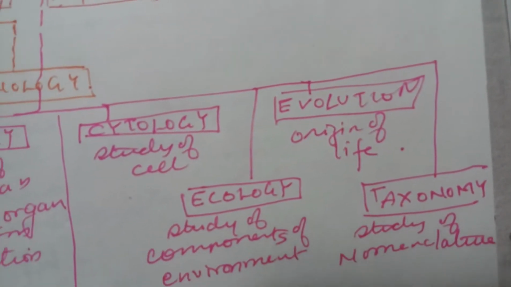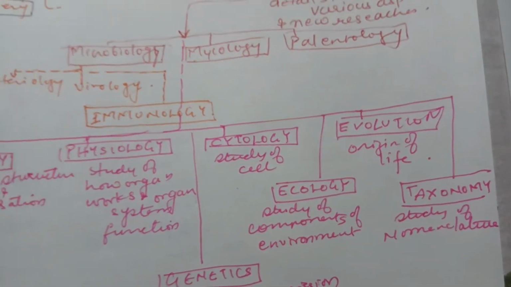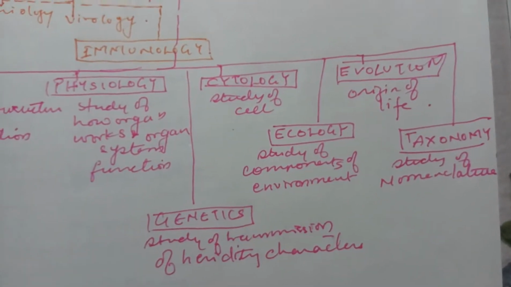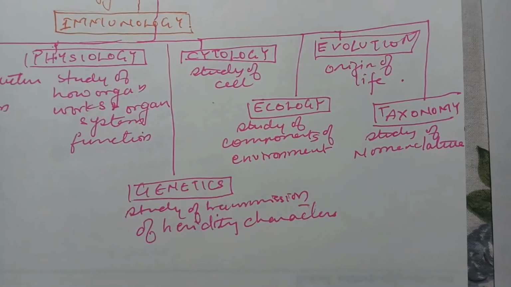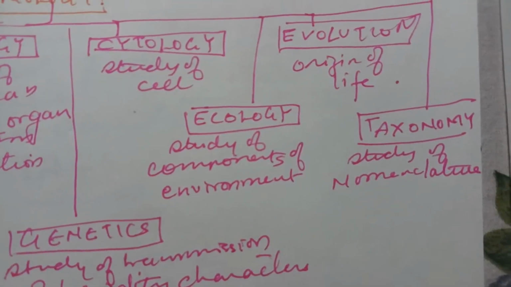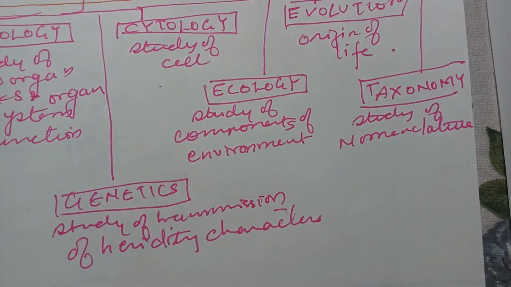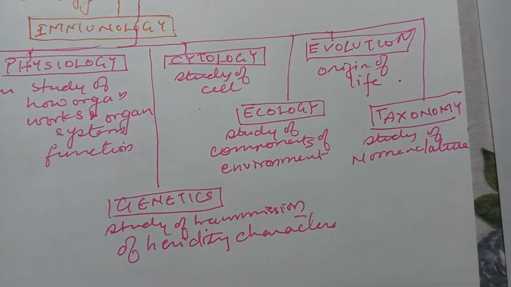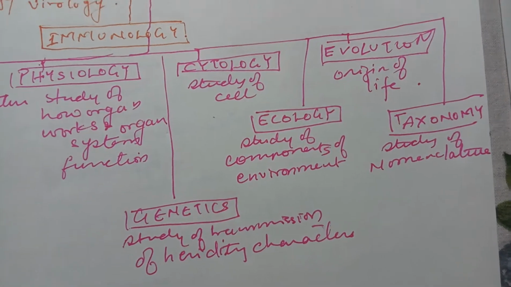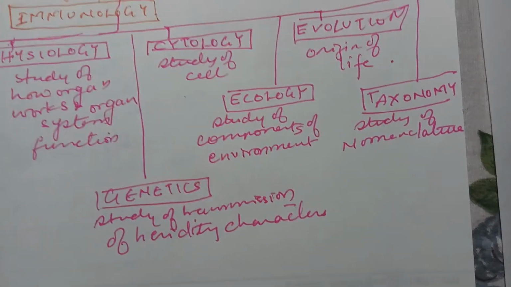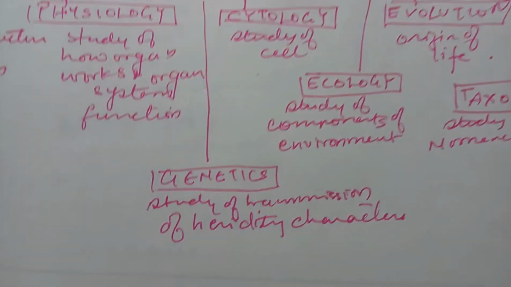And evolution: how the origin of a particular plant or a particular animal, or the origin of life, you can say, has taken place on this earth. Taxonomy: since we have a number of organisms, how to classify them on the basis of similarities or dissimilarities. They are being classified, and this is a part of taxonomy.